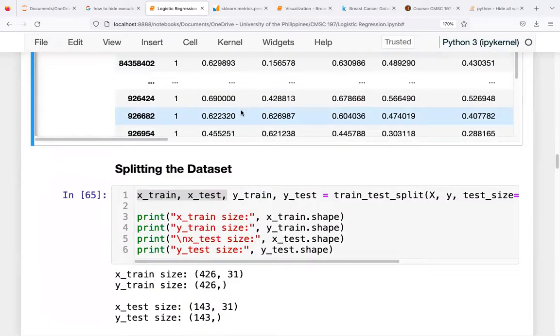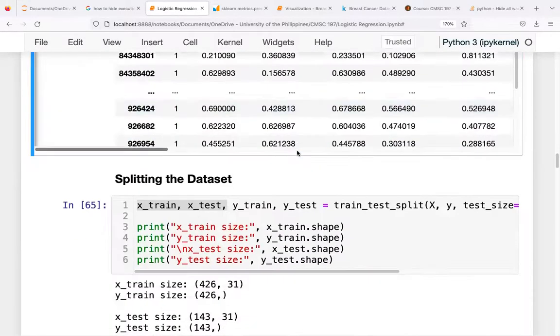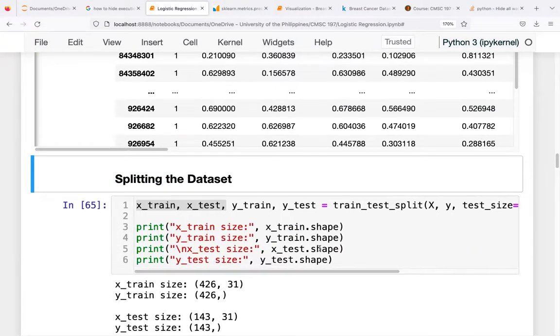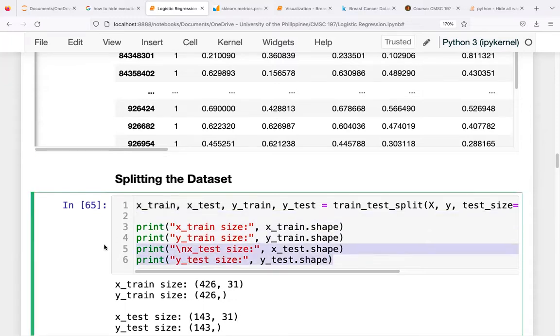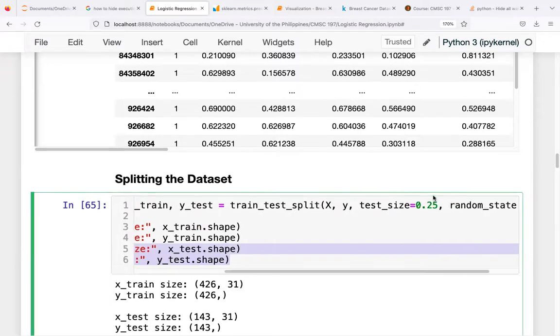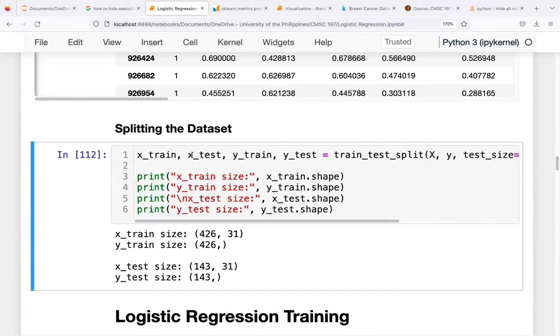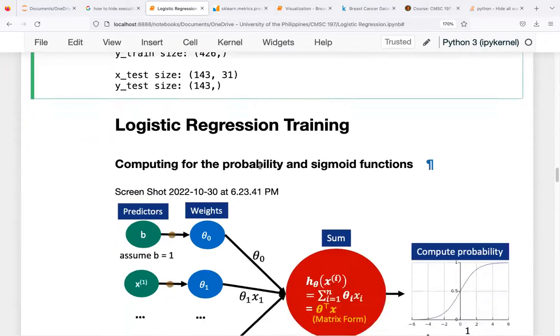So now, after doing the standardization, we can now split the data set, in other words, split the data set into train and test. So we are only going to use the train set for fitting the model. So in here, we are assuming that the test size is 25%. So it will give us X and Y train and test. So this train data will be used for fitting the model.